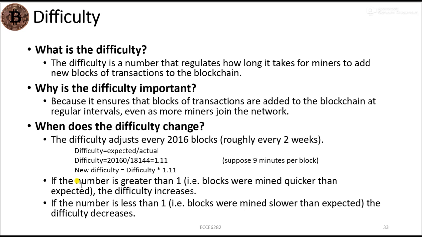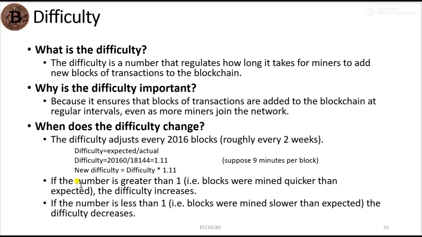Okay, we define the mining difficulty as a number which regulates how long it takes for miners to add a new block of transactions to the blockchain. We do not want our new block to be added into the blockchain in less than 10 minutes. A new block should be added into the blockchain after every 10 minutes. This is what Satoshi Nakamoto, the inventor of Bitcoin, suggested. Why it is 10 minutes, we will discuss in coming slides.